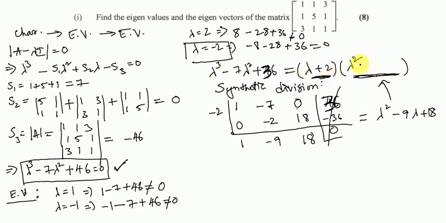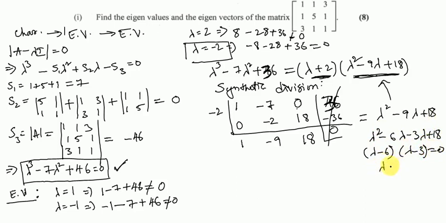The rest of the equation will be lambda squared minus lambda plus 18. Now we have to solve this equation for the other two roots. Just use the calculator or use this method. I am factoring this into (lambda minus 6)(lambda minus 3) equals 0, and the roots are lambda equals 3 and 6.